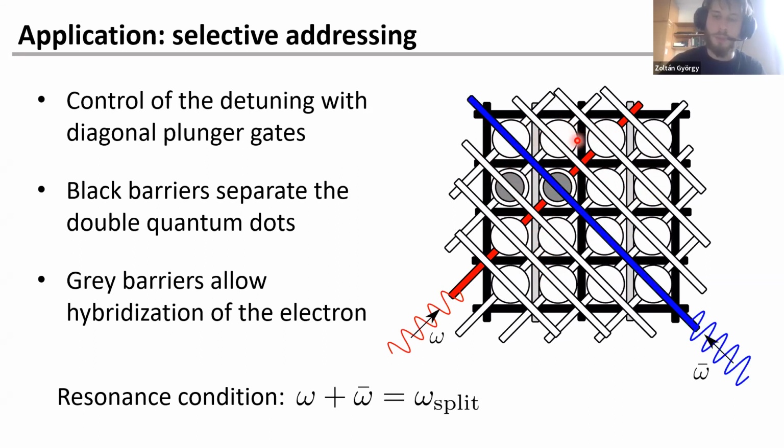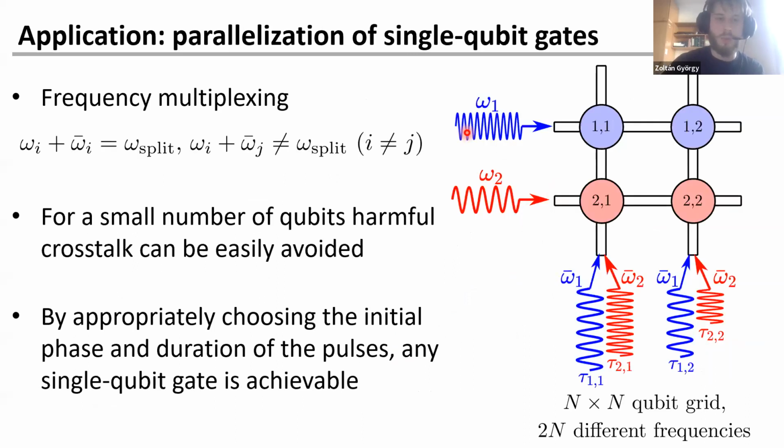The driving of flopping mode spin qubits is possible with these diagonal plunger gates if we apply AC electric fields on it. And the idea behind the driving is the same. It is just a more realistic setup. And the most important thing is the parallelization of single qubit operation. So let's assume that we have an n times n qubit grid arranged in a square-like architecture, and we need two times n different driving frequencies to achieve a complete parallelization of these single qubit gates.